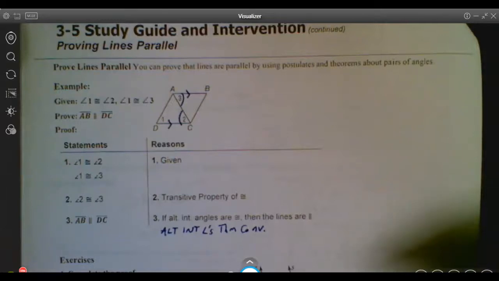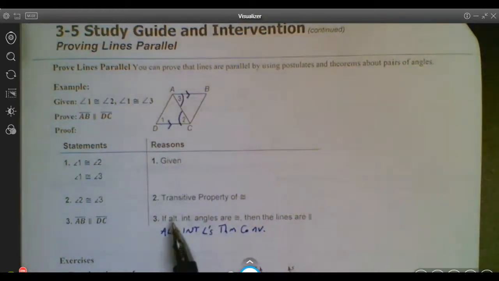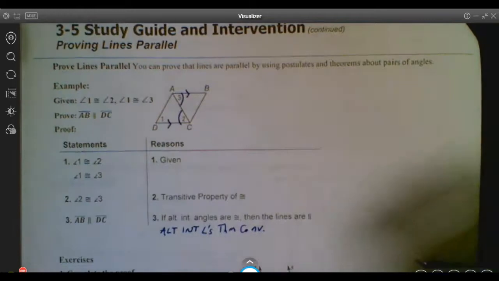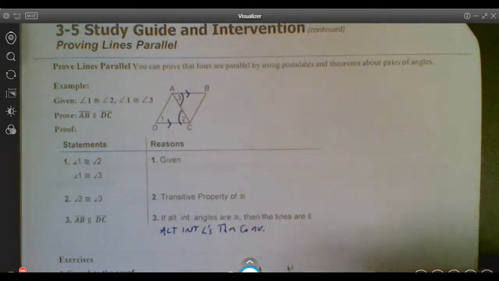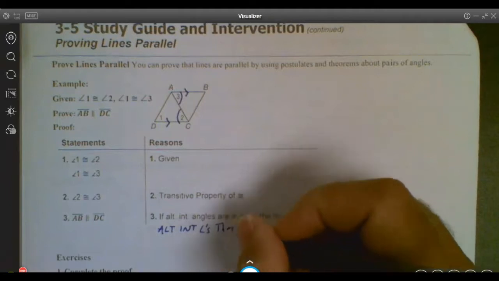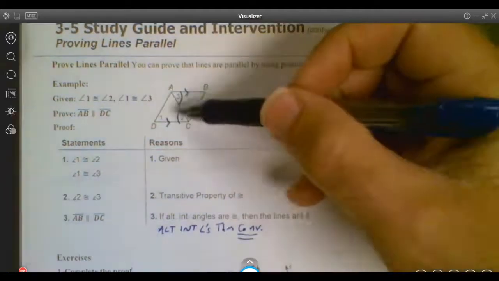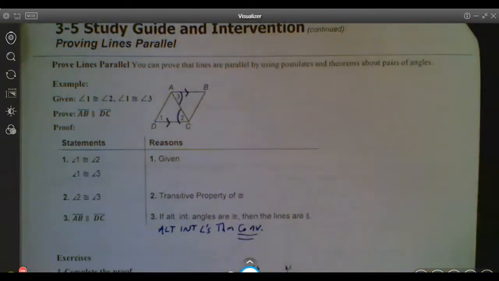Oftentimes, way more often than not, the book will simply use the title rather than actually write out the entire theorem. But we could do it that way, right? We could do it either way. So you can just simply write out the entire theorem, or you can give the title of the theorem. But we do want to recognize that this is the converse, right? Because we started with congruent angles and we ended with parallel lines, rather than starting with parallel lines.